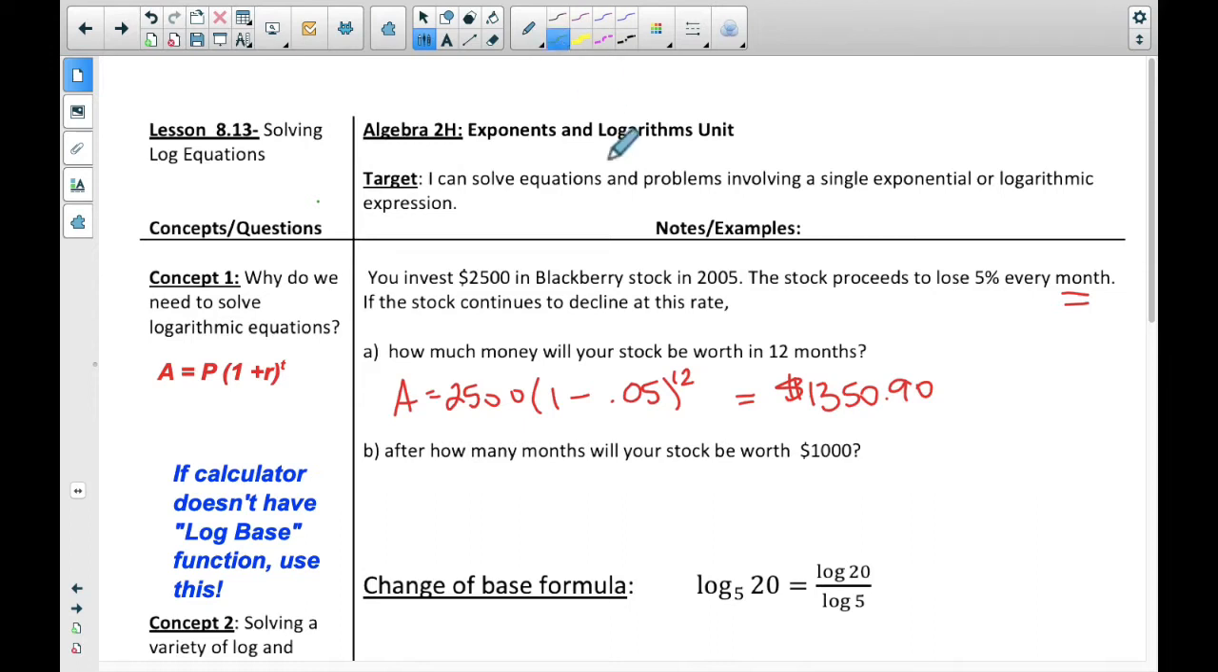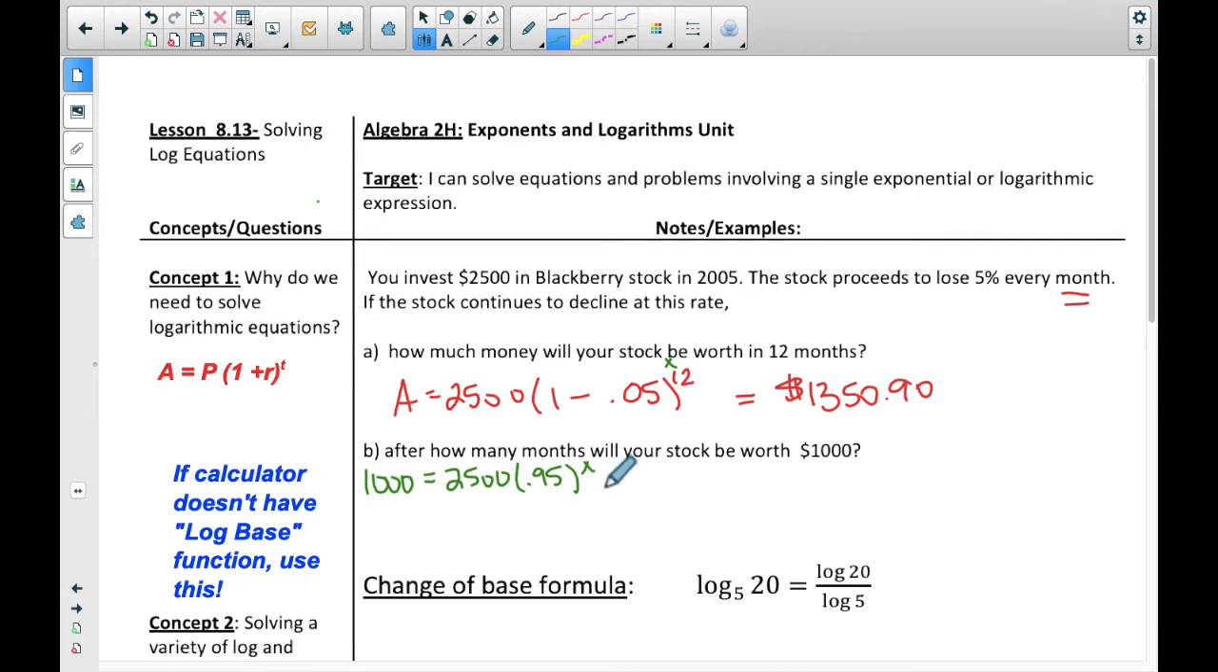Now this next question is the one that we haven't been able to do. What we had been doing is just putting an X right here into our calculator, going to the table and scrolling down and seeing when it reaches a certain amount. But now we know how to solve this. After how many months will your stock be worth $1,000? In other words, we want the 1,000 over here on the left, and we have a 0.95 because we start with 2,500, we're losing 5%, so that's 95%, and then the x. We now know how to solve for this x.